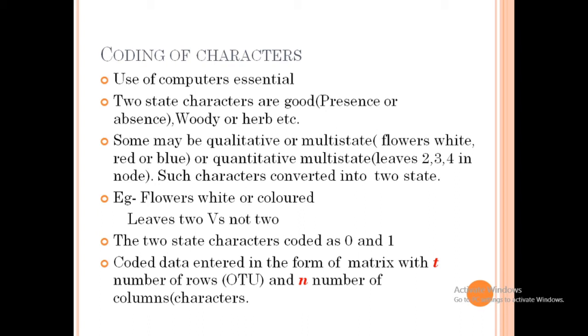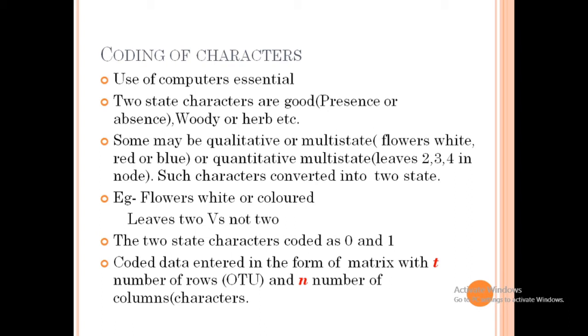Two state characters are usually good. You can have presence or absence. Two states, for example, glandular or aglandular, woody or herb, likewise. Then there are qualitative as well as quantitative ones. Qualitative or multi-state are there.